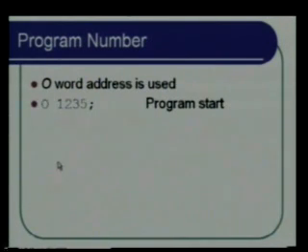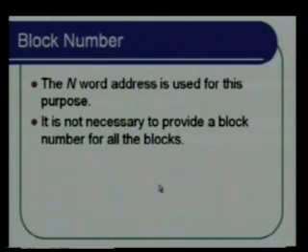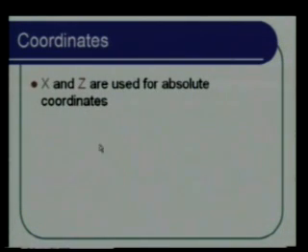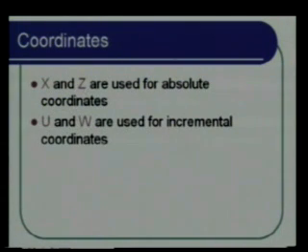Okay, program number, generally word address is used. Again, this is similar to the way that we use. Block number is same, no change in operation, it will be same as machining center. Coordinates, normally X and Z are used. The only difference in turning centers is that for the purpose of specifying absolute and incremental coordinates, we make use of different word addresses. X and Z are used for absolute coordinates and U and W are used for incremental. U will be incremental X and W will be incremental Z.